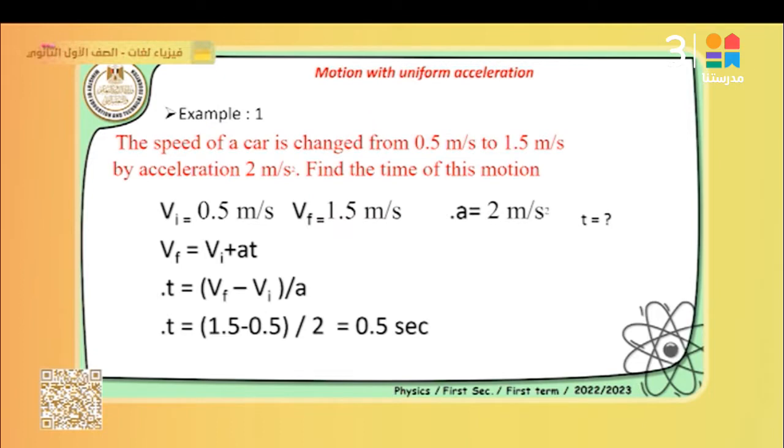We have just a simple example. It's a direct application for the equation number 1. If the speed of a car is changed from 0.5 meter per second to 1.5 meter per second by acceleration 2 meter per second square. Find the time of this motion.